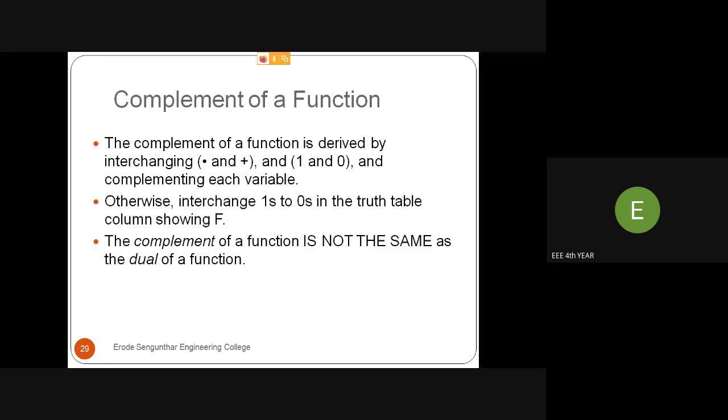Next, complement of a function. The complement of a function is derived by interchanging product and sum, and 1 and 0, and complementing each variable. Otherwise, interchange ones to zeros in the truth table column showing f. Okay, this is the complement of a function. The complement of a function is not the same as the dual of a function. Both are different.